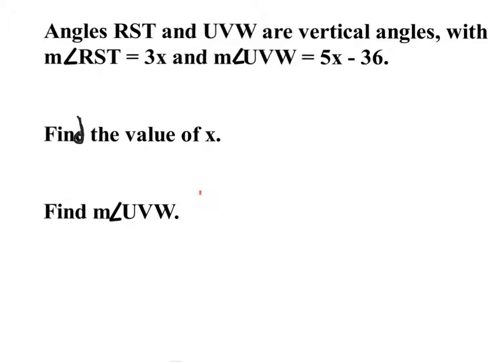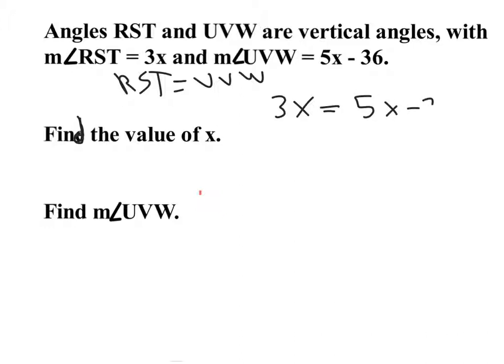All right, angles RST and UVW are vertical angles with RST equal to 3x and UVW equal to 5x minus 36. I need to find the value of x and then I need to find the measure of UVW. Why does it tell me the vertical angles? What does that try to tell me? That they're all equal. Okay, so RST is equal to UVW. That's what the vertical angle tells me. So all I have to do is replace RST with 3x and replace UVW with 5x minus 36. And I can now find x.